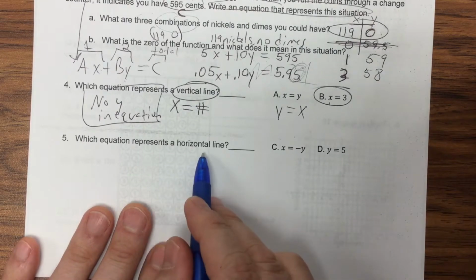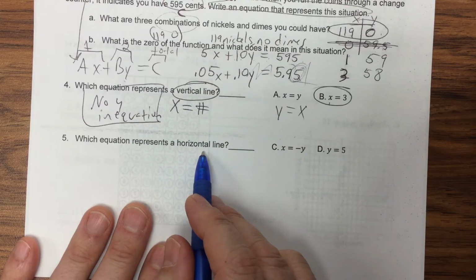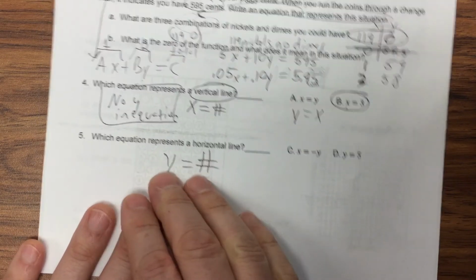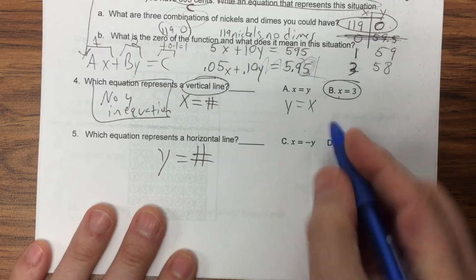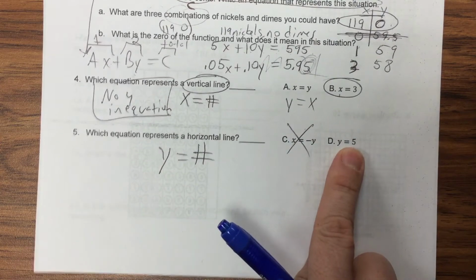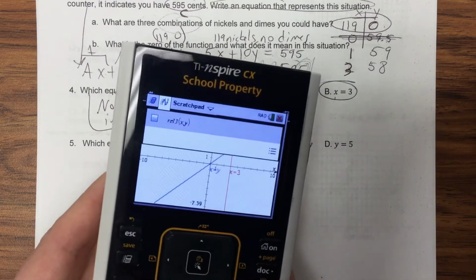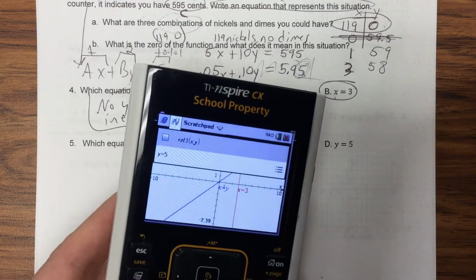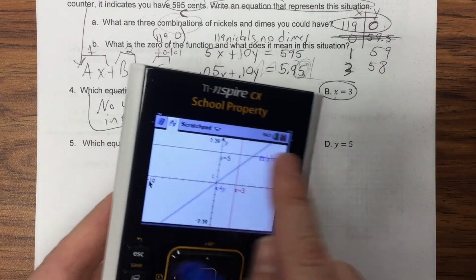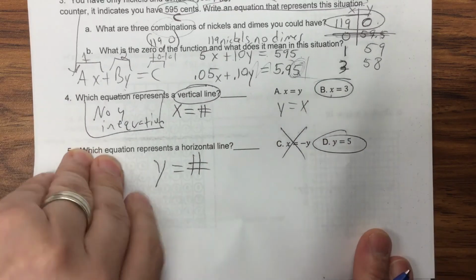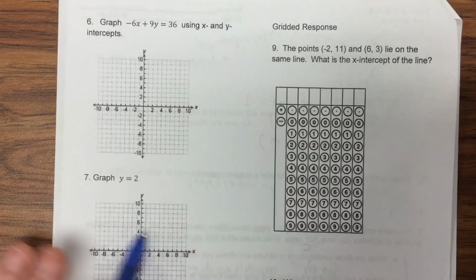Which equation represents a horizontal line? This is the opposite, okay? That is y equals a number. There is no x in this equation at all. So we can get rid of that one. Let's try y equals 5. Y equals 5 gives me that horizontal line, okay? Please study this. Please remember that for the test. All right, we will do this page on the next video.